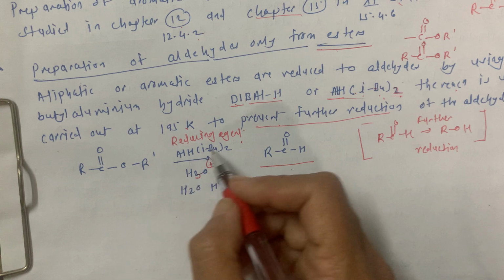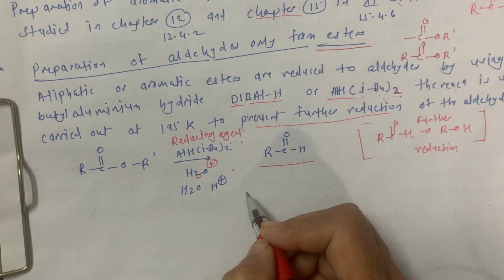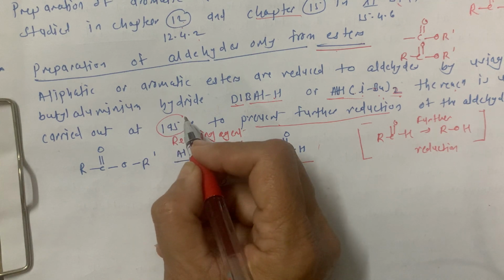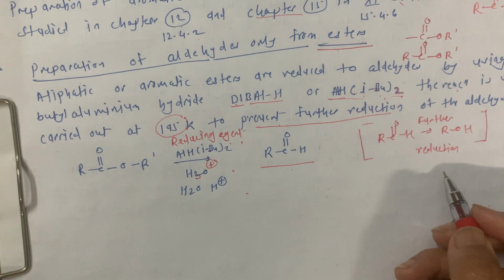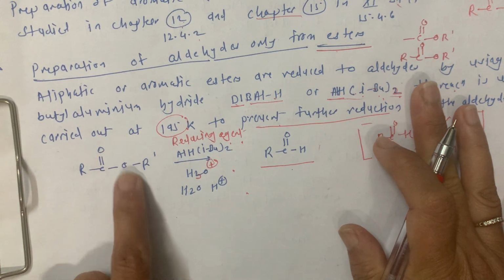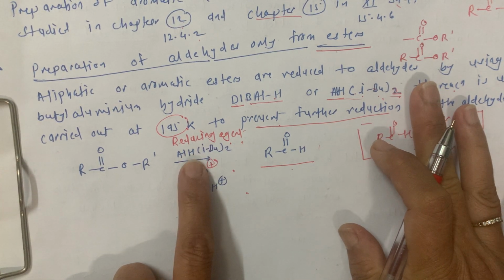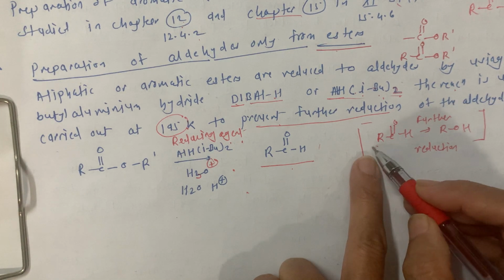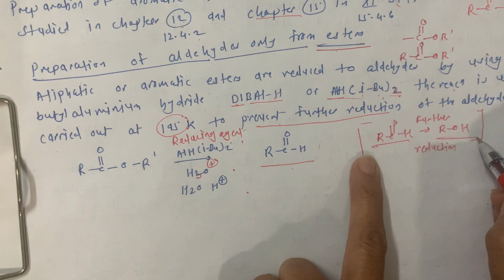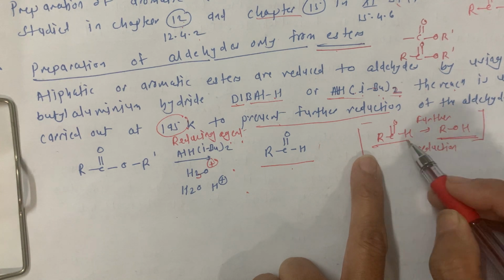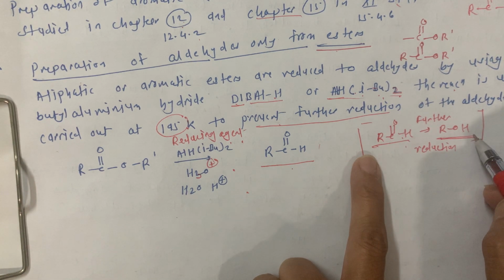That's why we use this reducing agent here to prevent further reduction, and temperature is also moderate, that is 195 Kelvin. Okay. So, here this is RCOOR dash, and the reducing agent converts it into aldehyde. If further reduction occurs, then aldehyde is converted into alcohol, not into acid. RCHO is converted into alcohol. This is the reduction reaction.